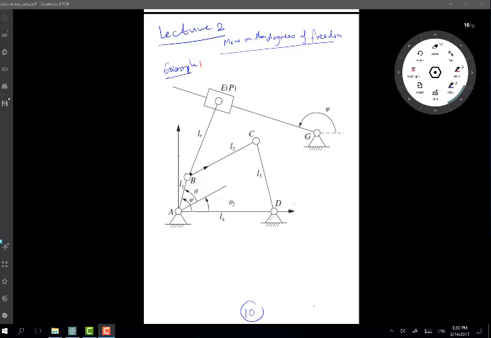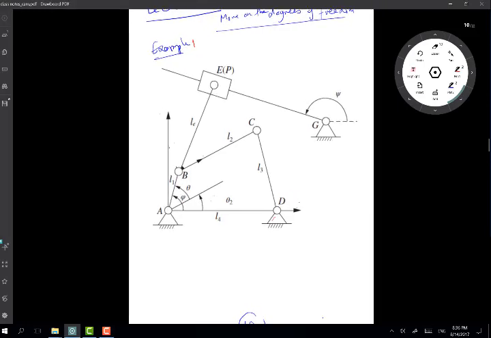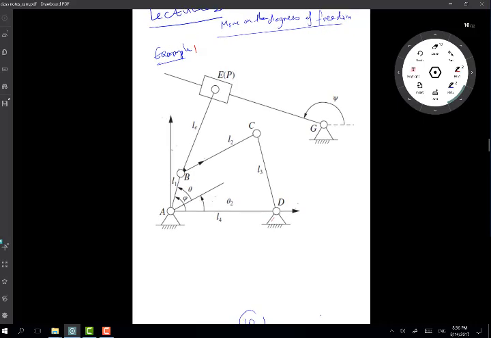Hello, this is lecture 2 of mechanism analysis and design, or theory of machines if you like, and we're still talking about the degrees of freedom in linkages, their connotation, what they are used for, and the design aspects of these degrees of freedom. And we have here a simple example.